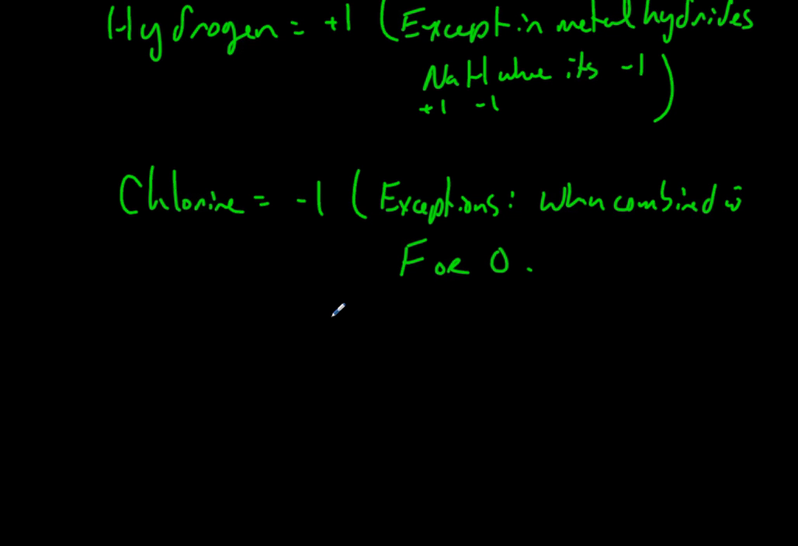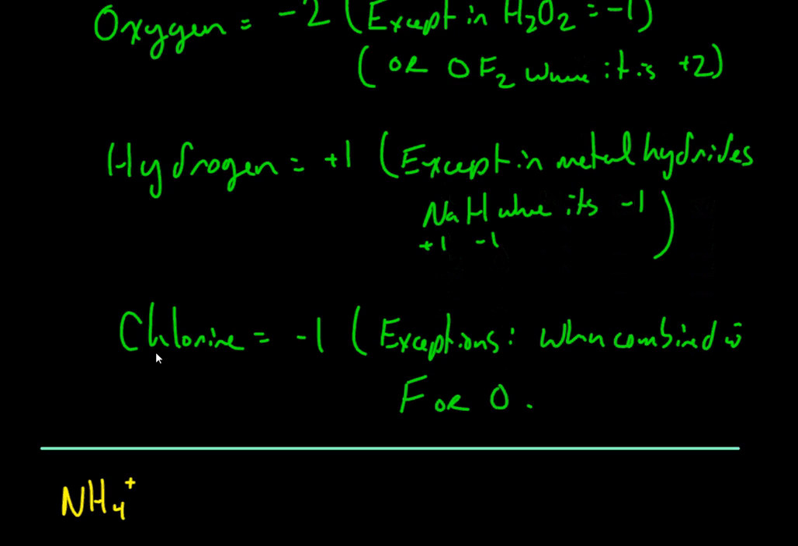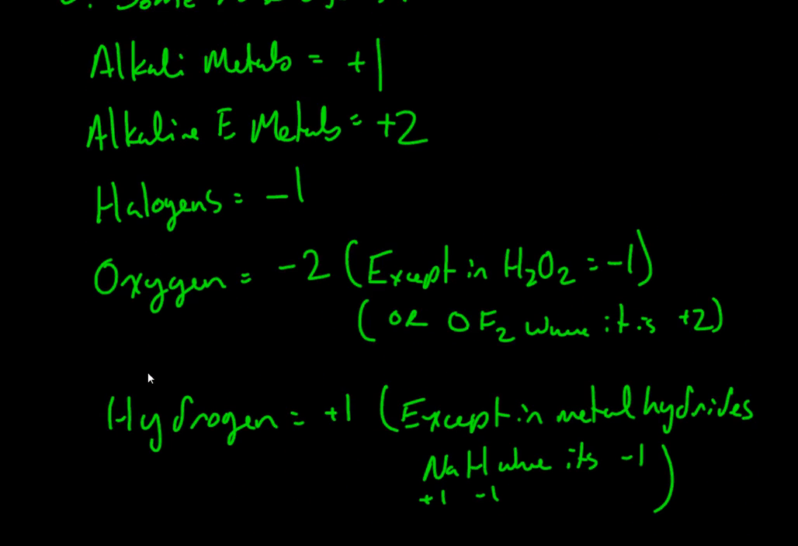Let's see if we can do an example here. How about we try a few here? Let's make a little delineation here. See if we can apply these rules into some situations, okay? Let's go with a nice yellow color here. What if we have NH4+? We look at our rules and see what would happen in this scenario.